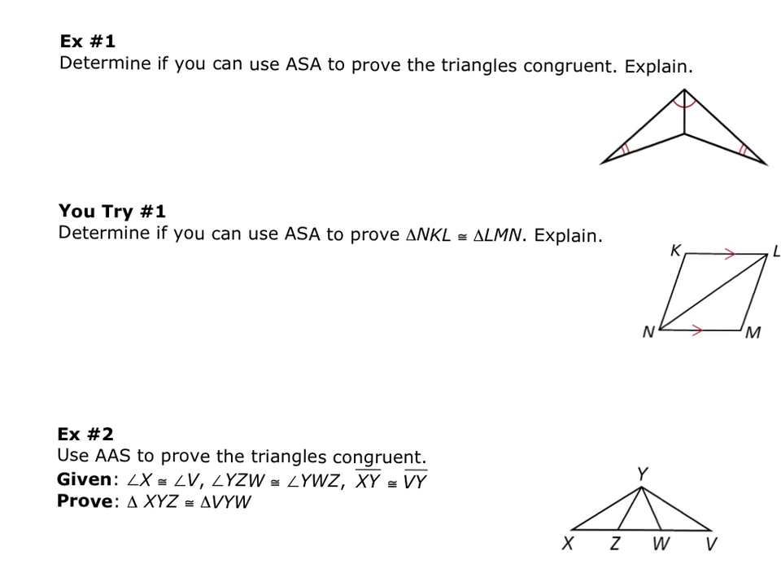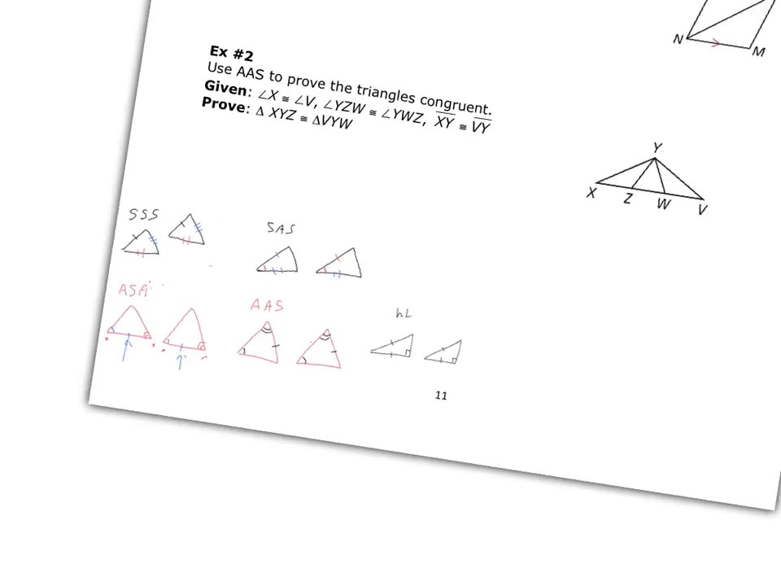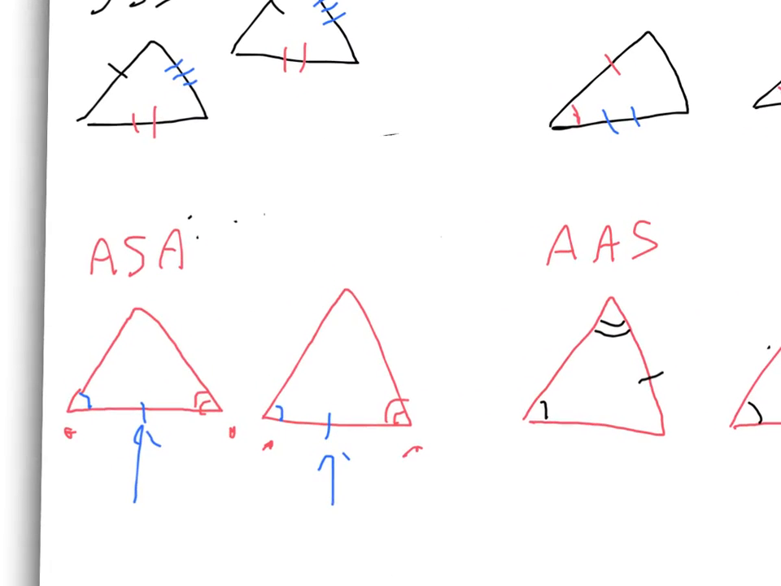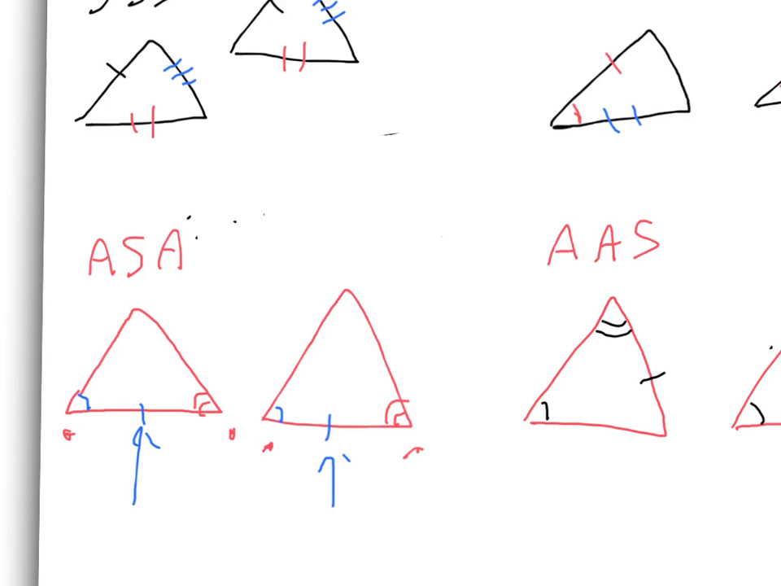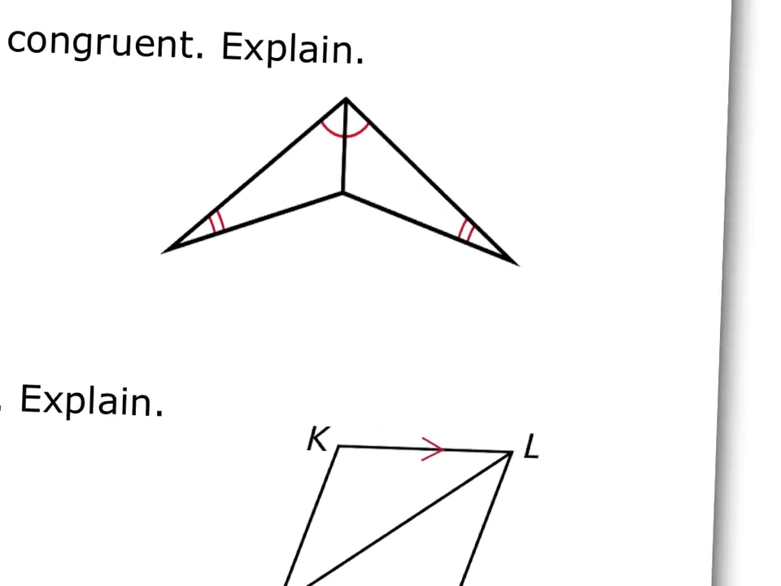All right, so let's look at this first example. It says determine if you can use ASA to prove the triangles congruent. And remember, ASA is when you have two triangles, let me pull it up here, and you have the two sets of congruent angles, and you have the congruent side in the middle of those two.